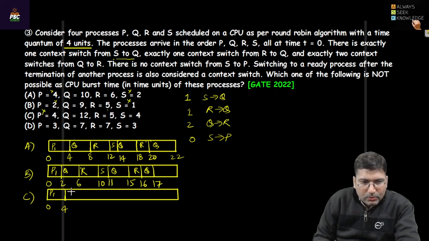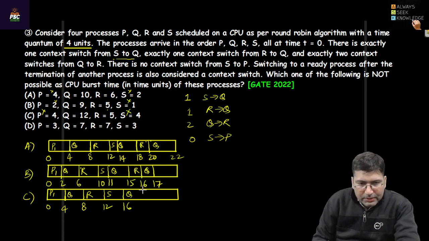Done. Q consumes 4 cycles till 8. Then R consumes next 4 cycles till 12. Then S consumes 4 cycles till let's say 16. Now S is over. Then again Q will be scheduled for next 4 cycles. So let's say 20.